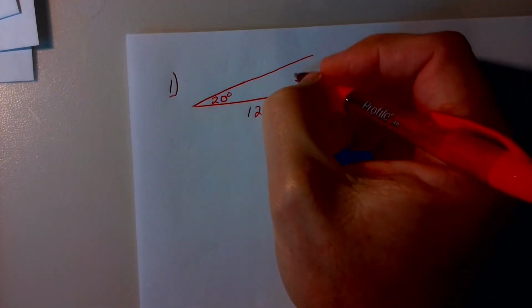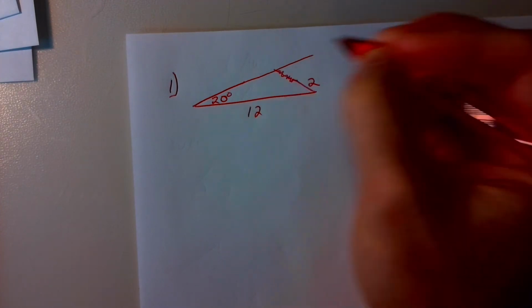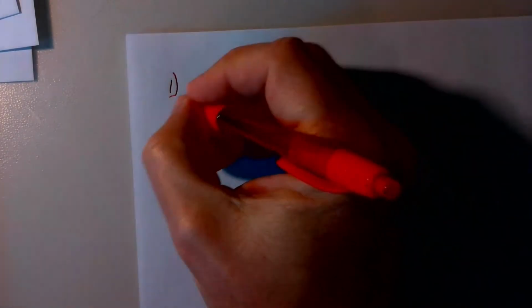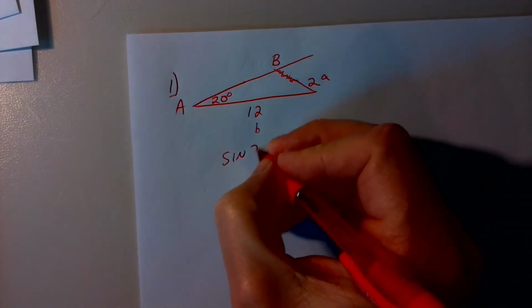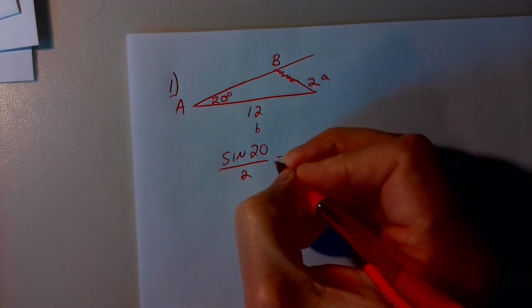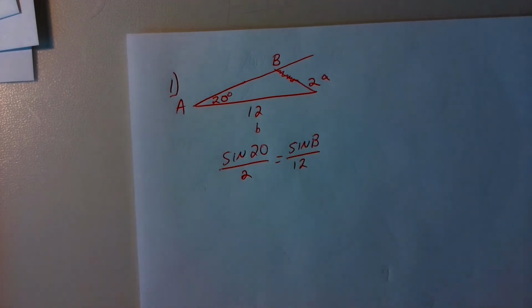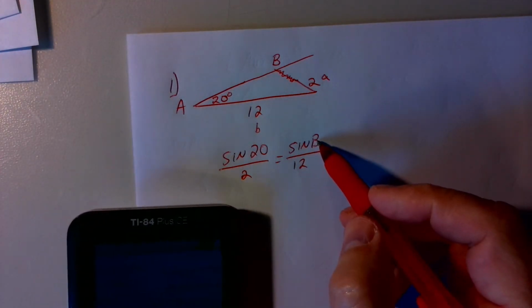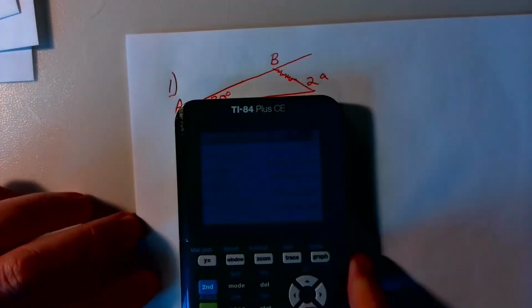What would be going on is, pretend that it touches up there, and this would be angle B, and we'll call this little b, and we'll call this A, and this little a. That means that if it works, sine of 20 over 2 is equal to sine of b over 12. So let's try and solve this. I'm trying to get the b by itself, right? So I'm going to have to do sine 20 divided by 2 and multiplied by 12, and then sine inverse.